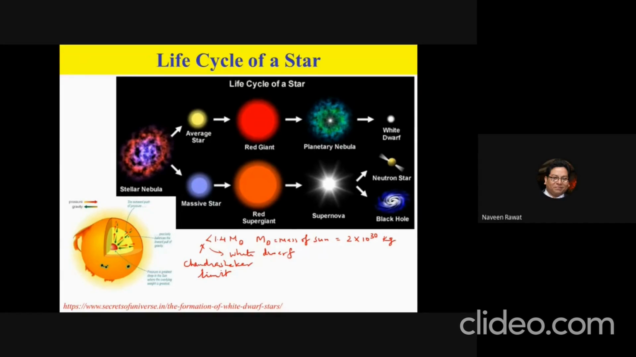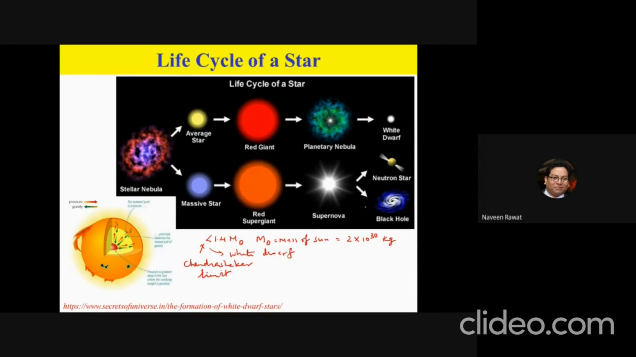Okay, and any star that has a mass greater than 1.4 times the mass of the sun will either become a supernova, right? And from the supernova, it will become either a black hole or a neutron star. Okay, and that would depend on the original star.